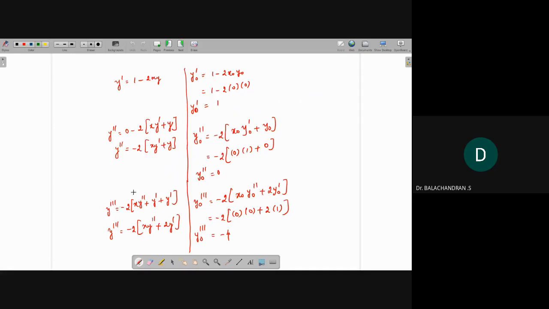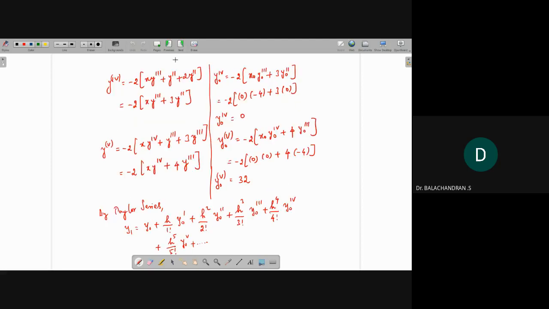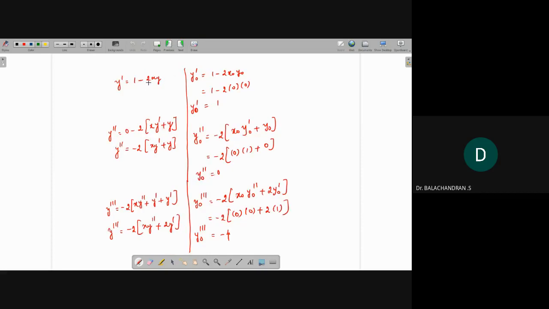Next, y triple dash is equal to minus 2 into, here again the uv rule, x into y double dash plus y dash into 1, since if you differentiate y, you'll get y dash. After simplification, y triple dash is equal to minus 2 into x y double dash plus 2 y dash. Next, the fourth derivative. Similarly, you should find the fourth derivative and the fifth derivative. Now, correspondingly, you should find y naught dash, that is equal to 1 minus 2 into x naught into y naught. The x naught value is 0 and the y naught value is also 0.